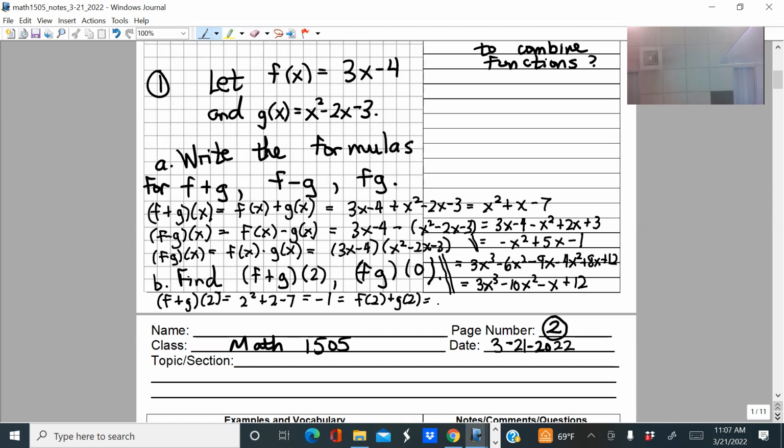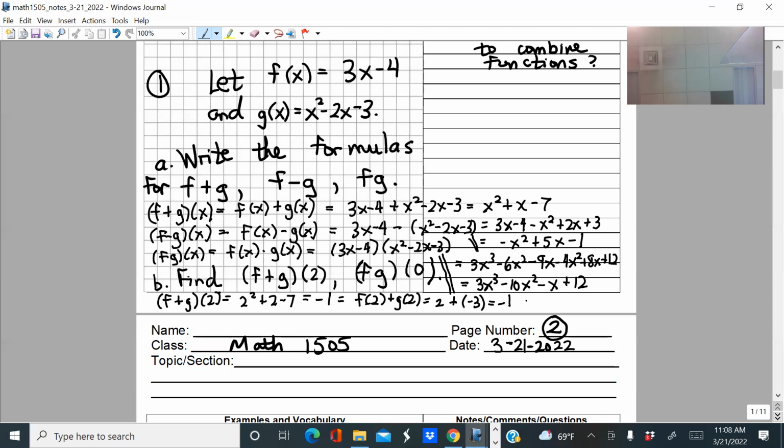What'd y'all say there? 2, right, yeah. So when you plug 2 into f, you get 3 times 2, which is 6 minus 4 is 2, right? Now, what happens when we plug 2 into g? If you plug 2 directly into g, what would you get? 2 squared is 4, right? Minus 2 times 2 is 4 again, so you have 4 minus 4, which goes to 0. So you just get left with minus 3. So you have 2 plus minus 3, which comes out to be, of course, negative 1. Well, we had to get the same answer either way, right?